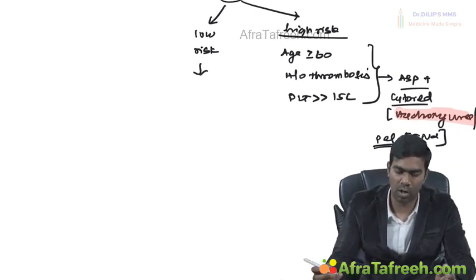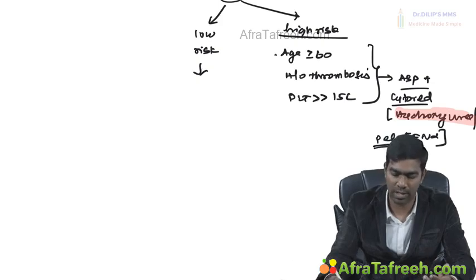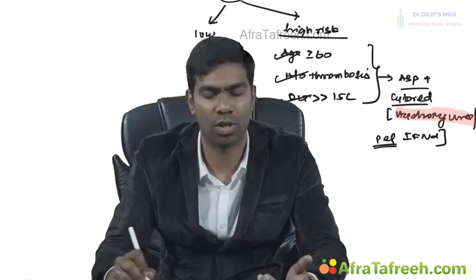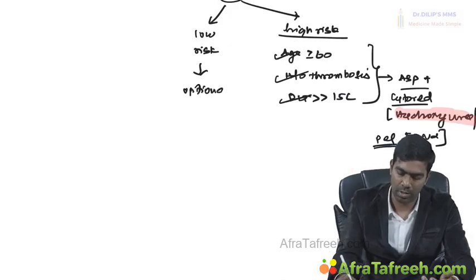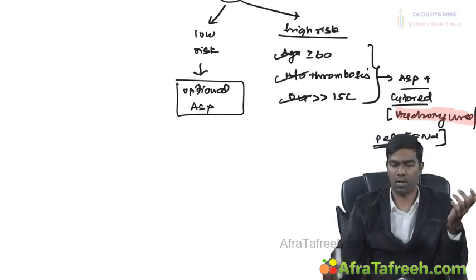If low risk, if none of these factors which I told you are there, age is less than 60, history of thrombosis is not there, and platelet also less than 15 lakhs, then you can go for the lowest treatment. The only thing is optional aspirin. No need of any cytoreduction. Why optional? Only if the patient is having any vasomotor symptoms, you can use aspirin; otherwise there is no need for aspirin in these patients as well. But it's optional, though many patients we do give.